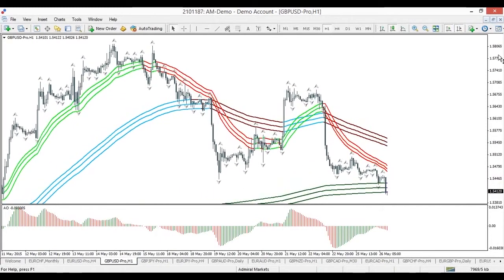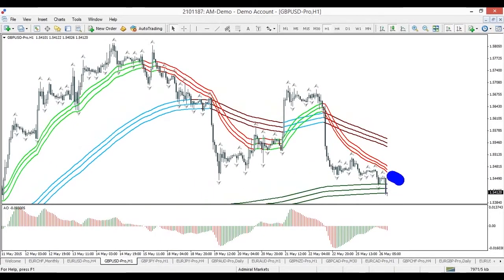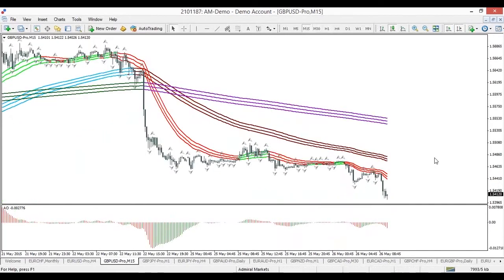Hourly chart, we just completed a reversal trade here. As you can see, we just reached the target, so there's nothing to be done there. Let's take a look at the 50-minute chart.